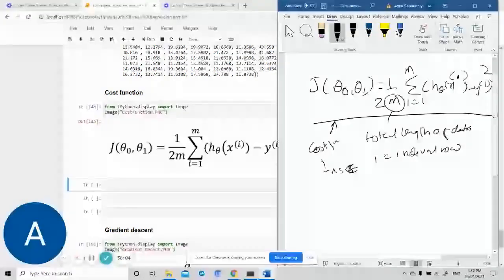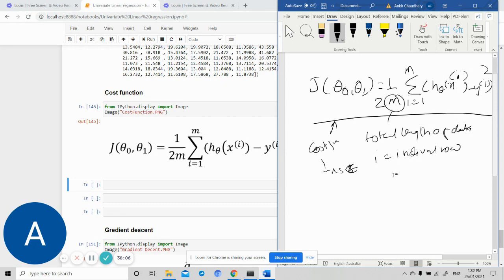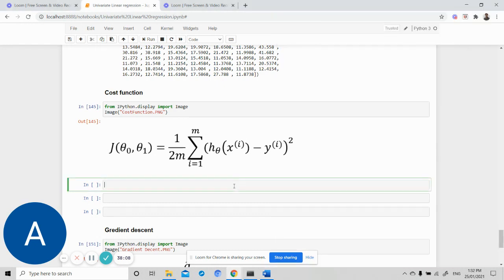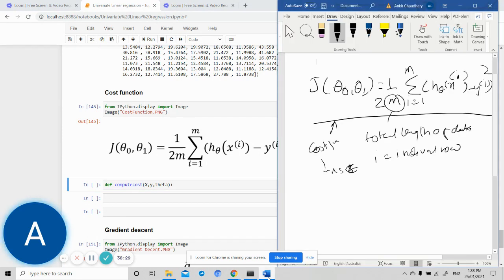It's the same. So let's write down this equation. Let's write the complete cost function with x, y, theta. Initially we already know our h of theta, so this thing we already know. Let's write this first.